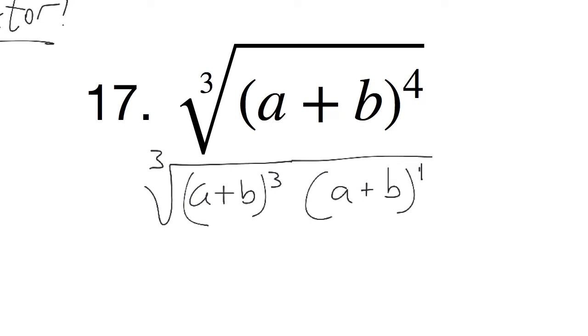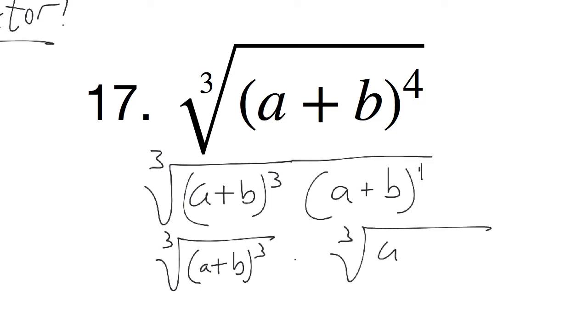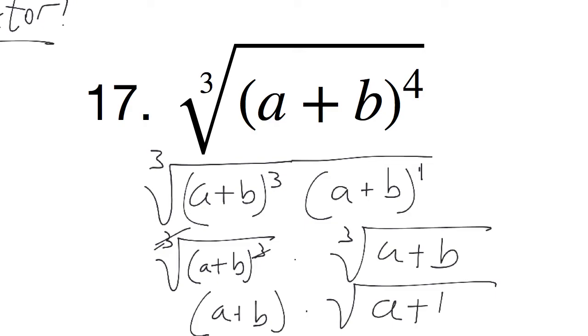So I'm going to split this up into the cube root of (a plus b) cubed times the cube root of a plus b. Well, the 3's cancel out, and we get (a plus b) times the cube root of a plus b.